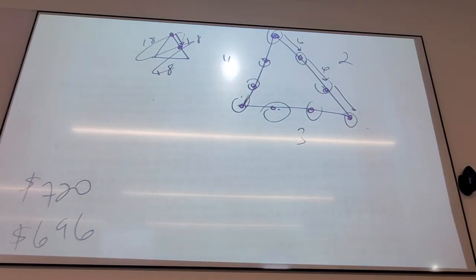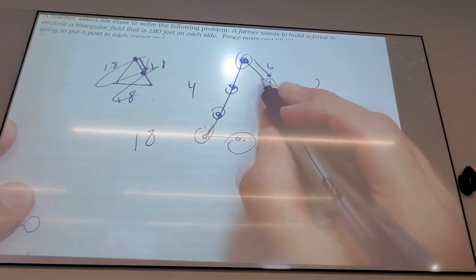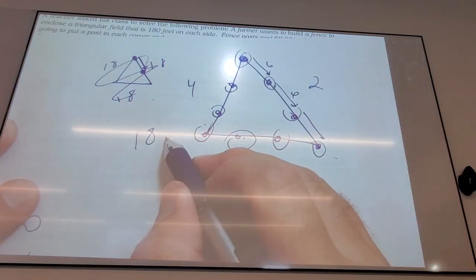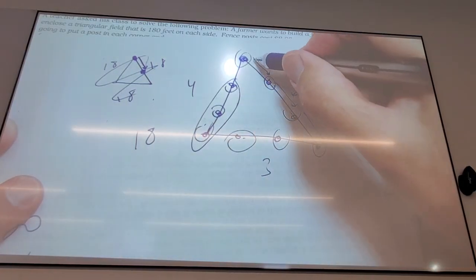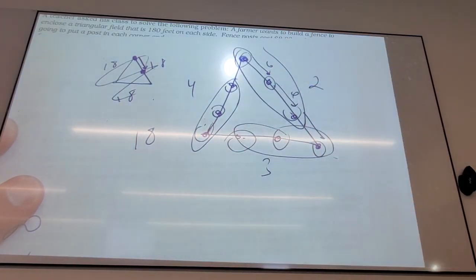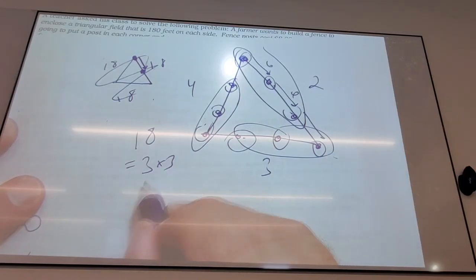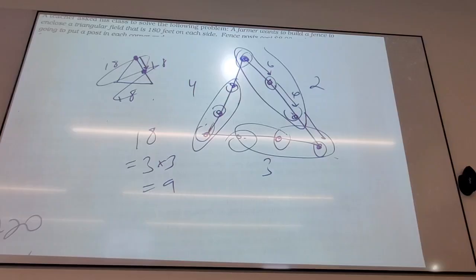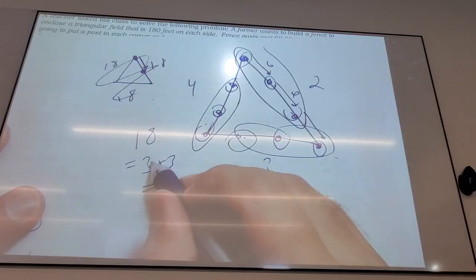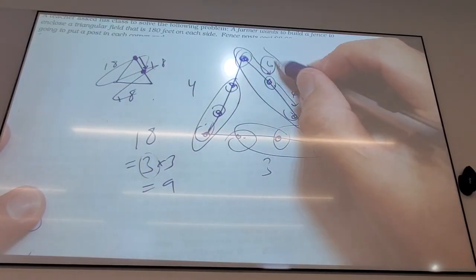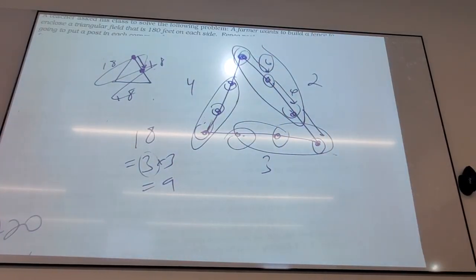Okay, so let me ask you this. 18 feet on a side ended up with 3, 3, 3, right? Ended up with 3 times 3, which is 9 posts. Are you with me? A little bit? So 180 feet. Now how did I get 3? Because I divided by 6, because I had to be 6 feet apart.